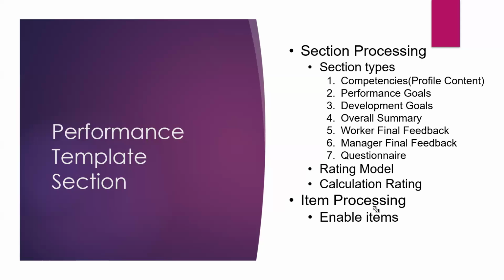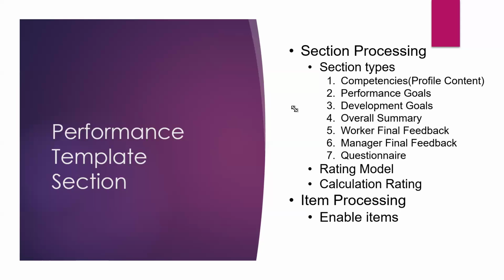So with this enable, or the item processing, you could see it for competency, performance, and development. Like we have items for competency, we have multiple goals, whereas for the overall summary, you cannot have a difference. Similar cases are the worker final feedback, manager final feedback, and questions. So only for these three criteria would we be able to give the items. That can be decided in the item processing. If you select any of the other four section types, then we would not be able to see anything under the item processing.